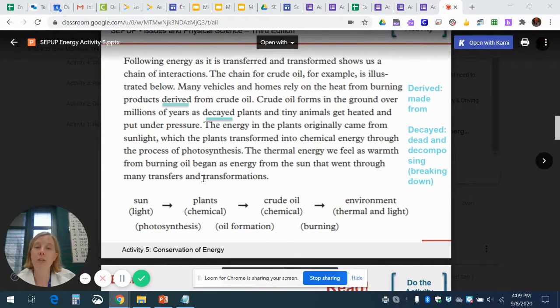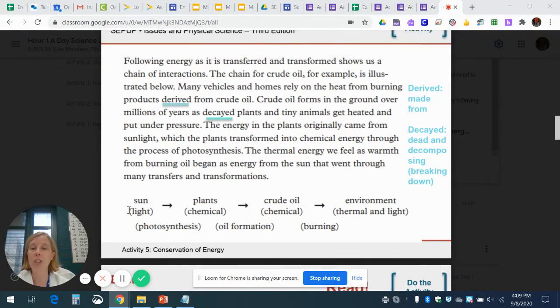So here is the chart to follow the energy. The energy source is the sun, where we have light energy. The light energy is transferred or converted to chemical energy in plants. That chemical energy in plants is transformed into crude oil, or chemical energy in the oil. The chemical energy is then burned and it is changed from chemical energy to thermal energy. It is also changed from chemical energy to light energy.